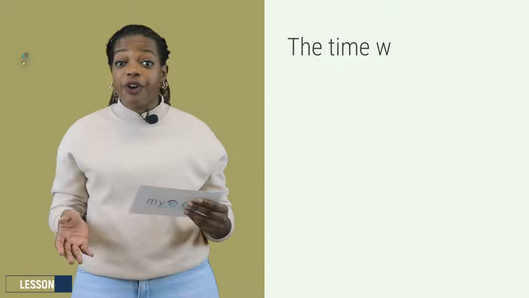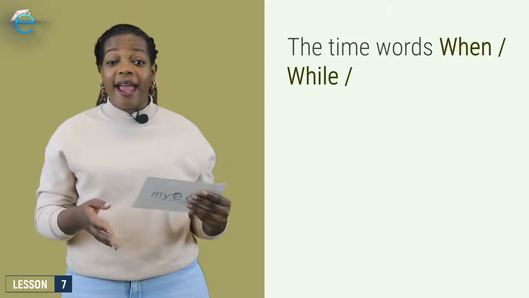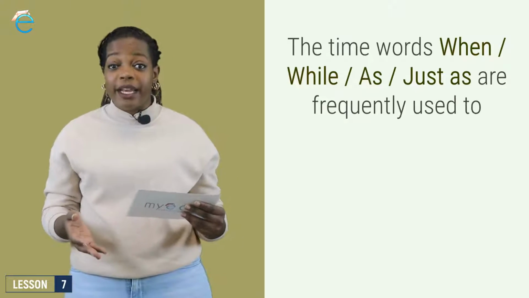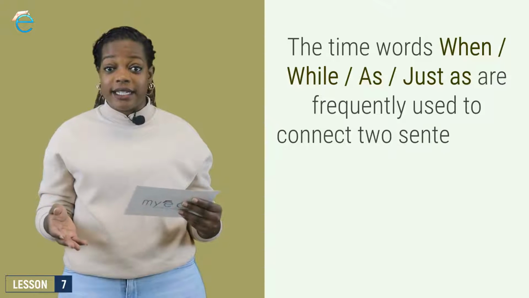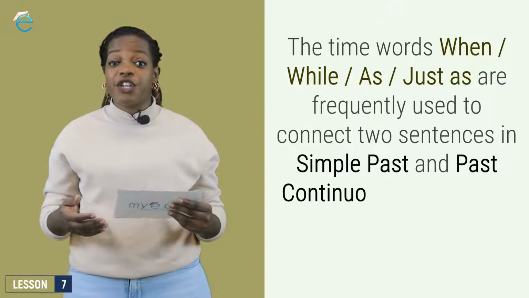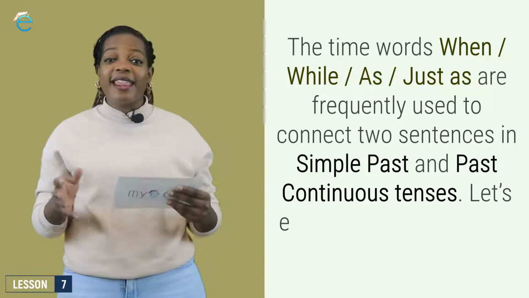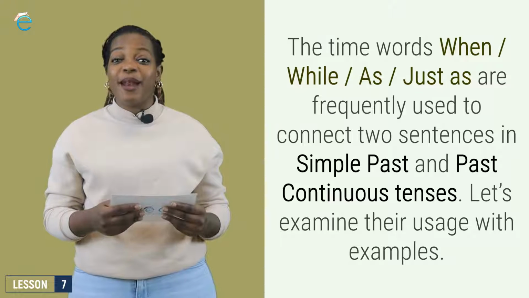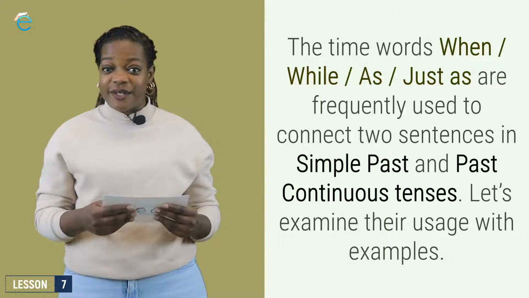So, let's begin. In English, the time words when, while, as, and just as are used frequently to connect two sentences in the simple past and past continuous tense. The best way for us to understand this is by looking at some examples.